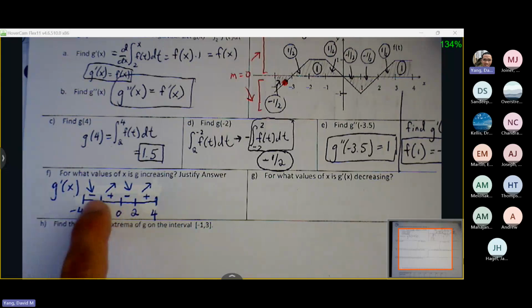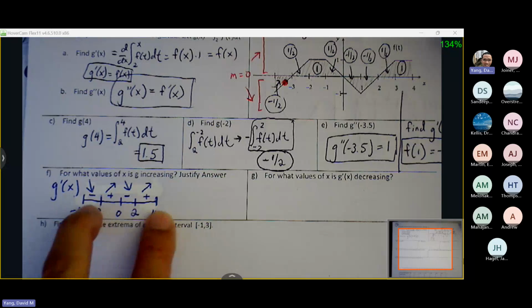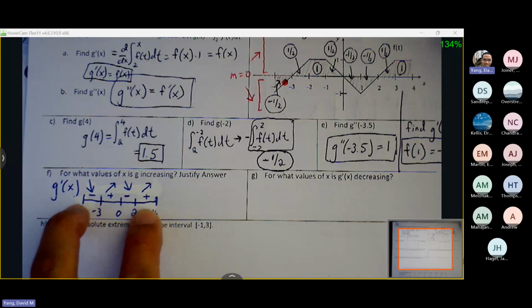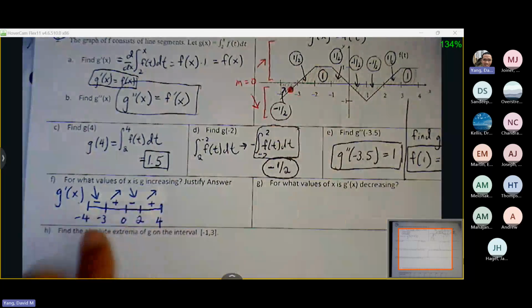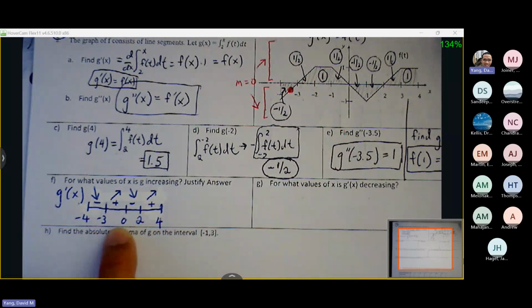So G is increasing, so the arrows are going to be a lot more helpful in terms of seeing where our graph is actually increasing. So basically, wherever the graph is above the x-axis, right? So from -3 to 0, and then from 2 to 4.